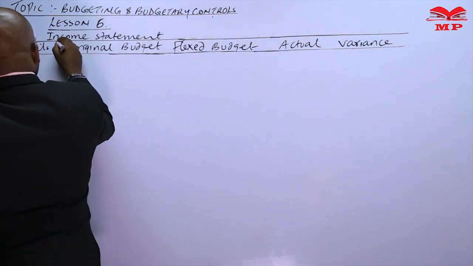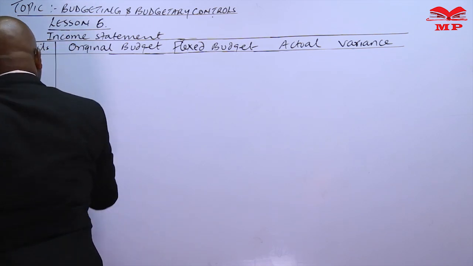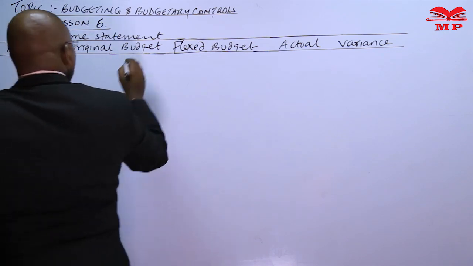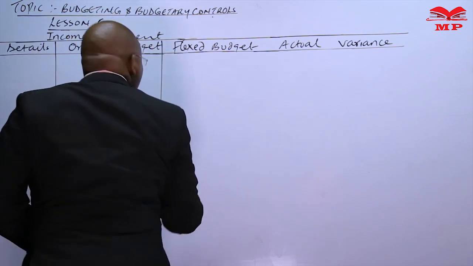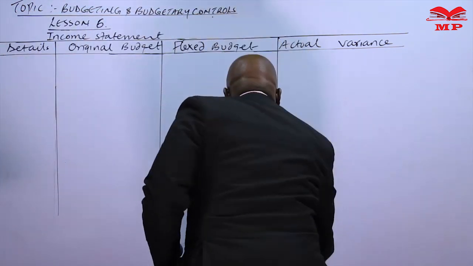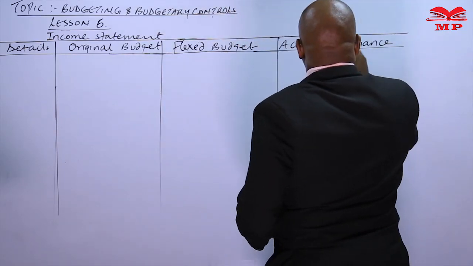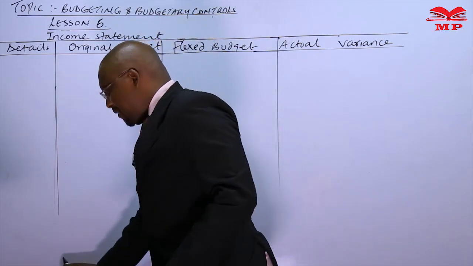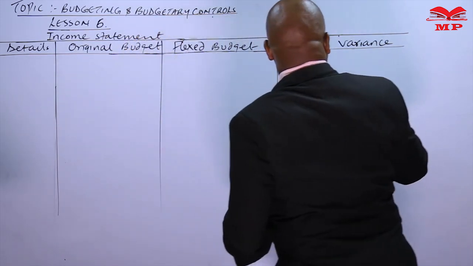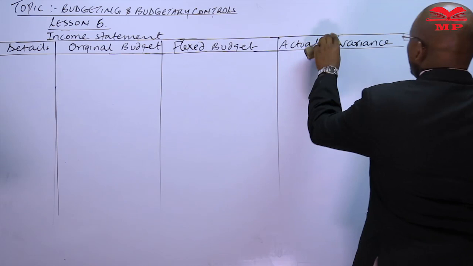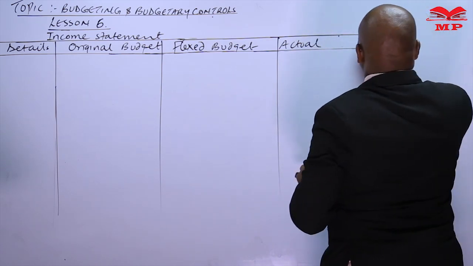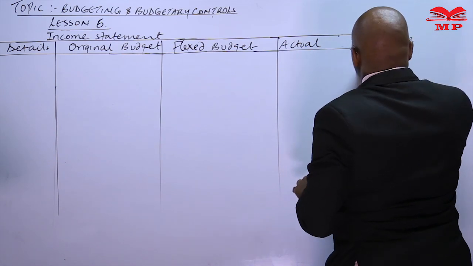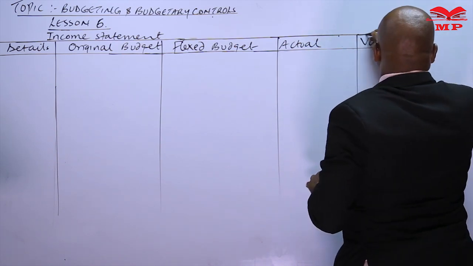These are the details. This is the original budget, this is the flexible budget, and this is the actual, because for the actual statement we don't require much calculation, we have been given the information about the cost. So we don't require a lot of calculation in terms of cost. Then you have the variance here.